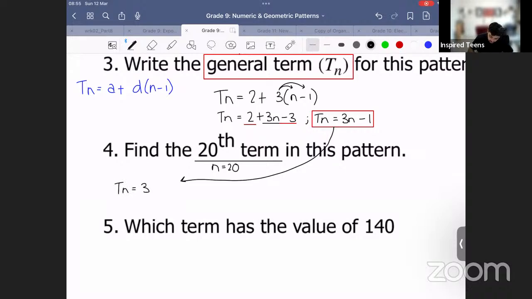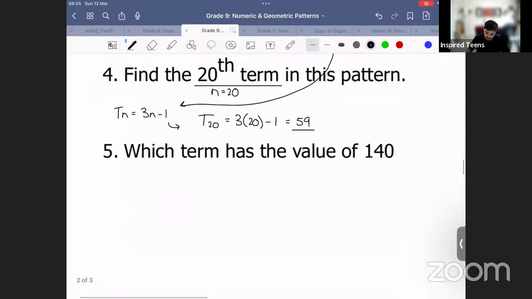Tn is equal to 3n minus 1. How do I utilize it? I want to get t20. So whatever term I want, I just substitute n as that number. So t20 is going to be 3 open brackets 20 minus 1, which gives me 59. Hope that makes sense. Let's look at number 5.